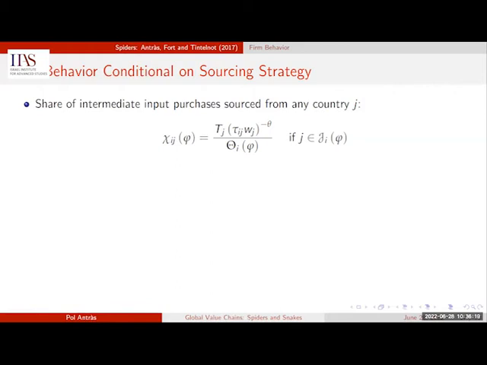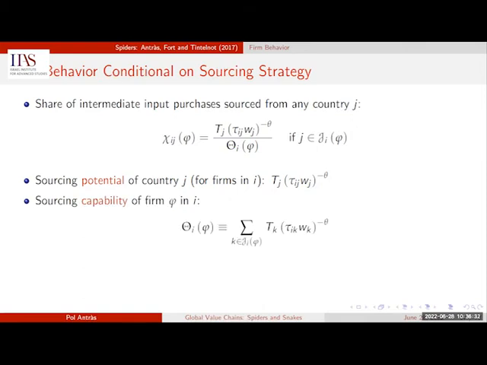So that's the numerator. Again, it's the same numerator as in Eaton and Kortum, right? It's exactly the same thing. The denominator is similar. It's the same, but it's different. Again, as in Eaton and Kortum, it's going to be the sum of these objects across all sourcing locations. What's different, however, is that you're aggregating over an endogenous number of countries.